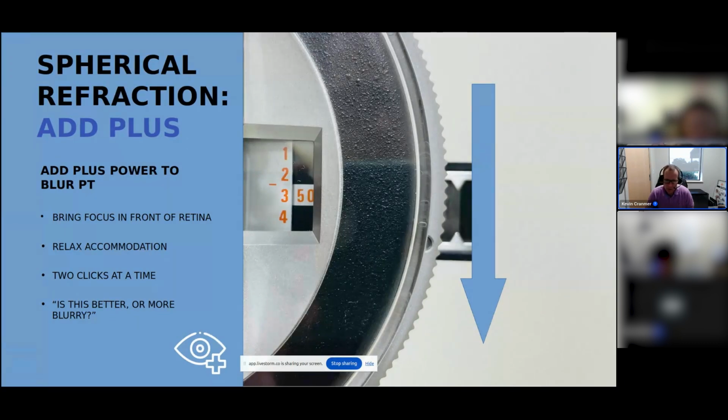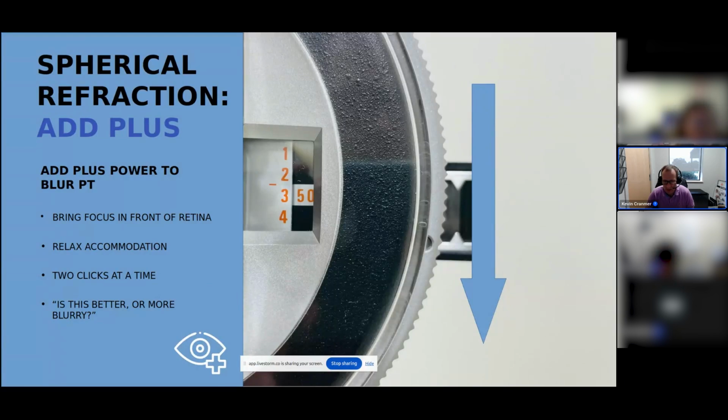You're going to want to give them enough change that they can see the difference. So for a normal patient, one who's not a low vision patient, you're going to want to do 2 clicks at a time for this part. You move it down 2 clicks, and you ask, is this better or more blurry? The terminology really matters. You don't want to say better 1, better 2. You want to say, is this better or more blurry?